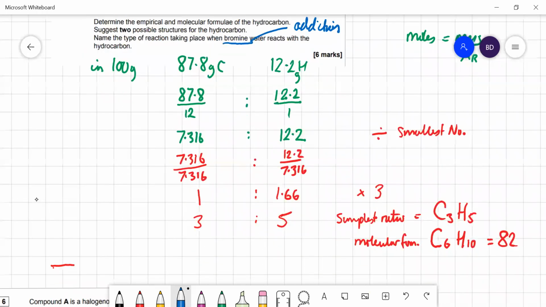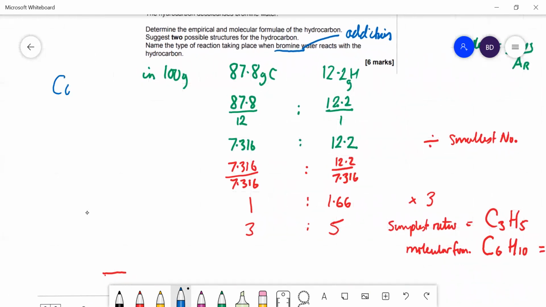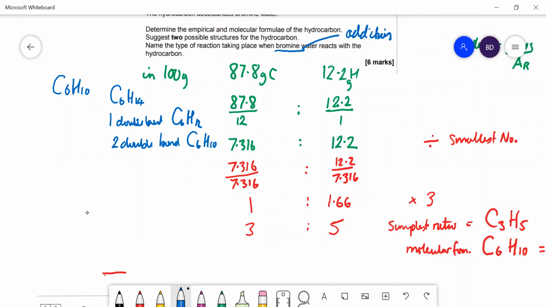Right, let's suggest 2 possible structures there. Okay, so if we look at that, we've got C6H10. Now, if it was an alkane, it would be C6H14, 2n plus 2. So if it had 1 double bond, it would be C6H12, but it's not. If it's got 2 double bonds, it's going to be C6H10, which is what we've got. So you can draw any structure with 2 double bonds in it, or important to realize here, having 1 double bond is like having a cyclic ring. If you've got a cyclic ring, then you lose 2 hydrogens for that.